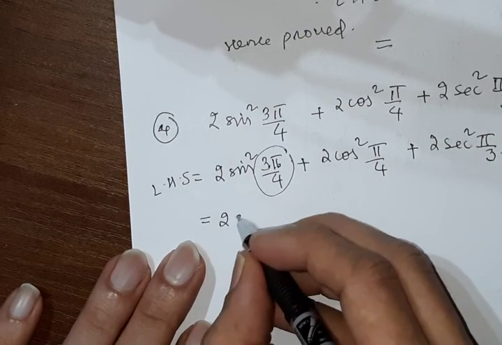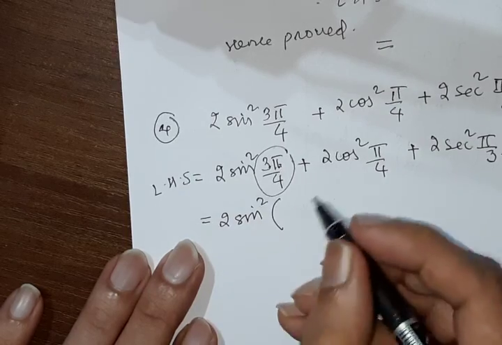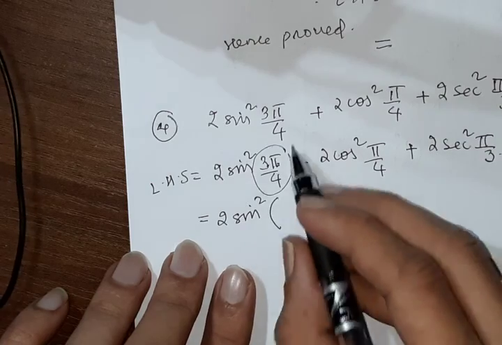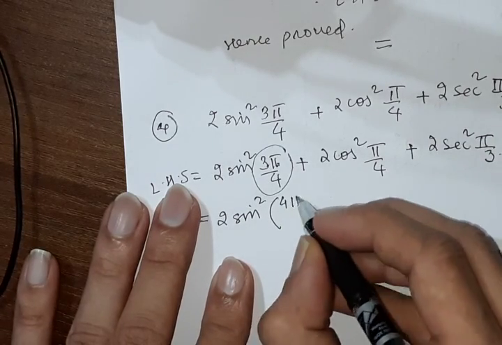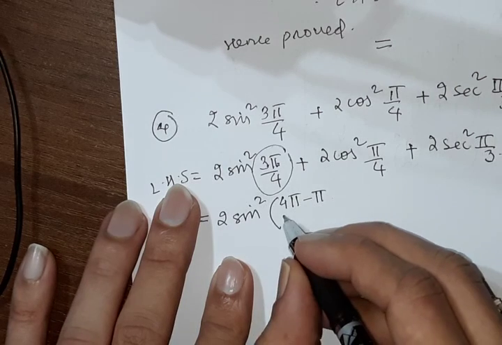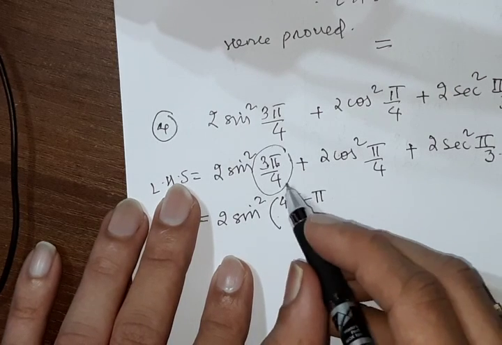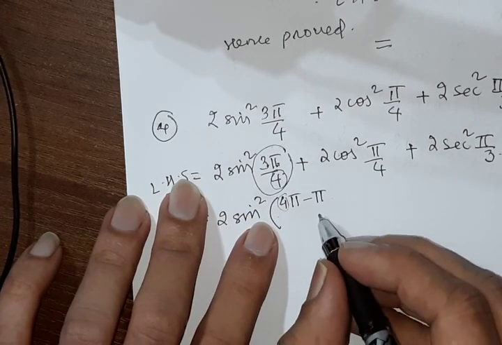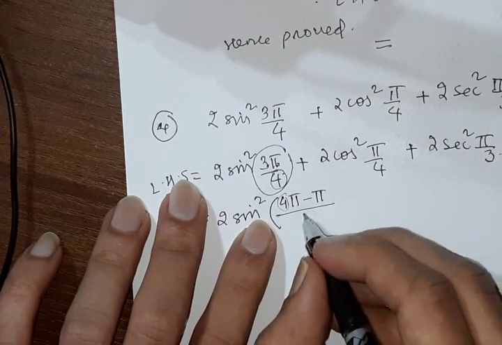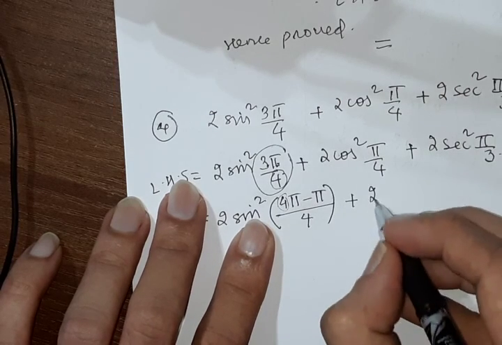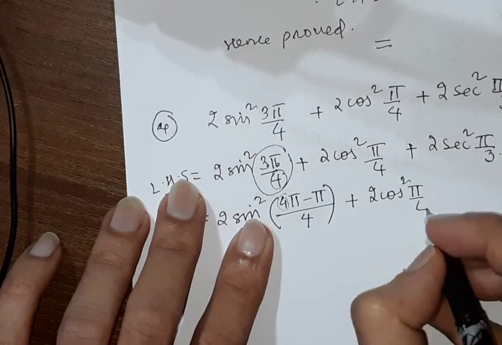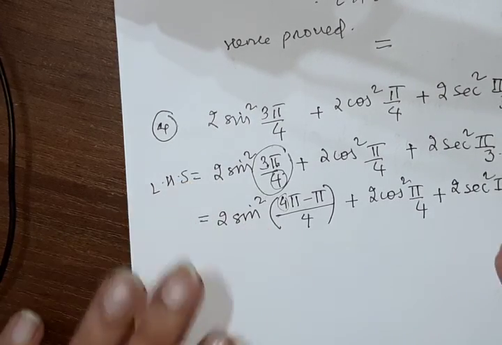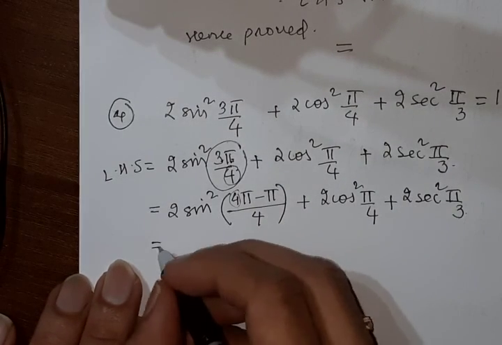So what you will get, 2 sine square, now 3 pi by 4, how we can write? 3 pi is what? 4 pi minus pi, right? 3 pi you can write it as 4 pi minus pi. You have to bring 4 here because there is 4 in the denominator, okay. So (4 pi minus pi) divided by 4 plus 2 cos square pi by 4 plus 2 sec square pi by 3, okay.